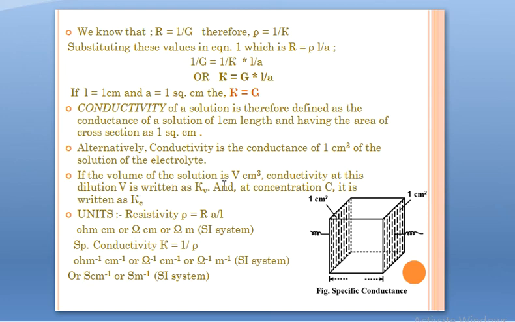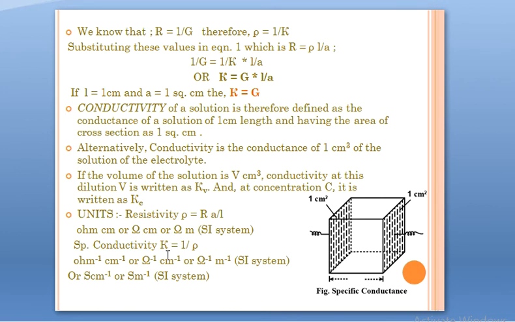Now here we have the definition. Additionally, if the volume of the solution is V cubic centimeter, we write conductivity at dilution V as kappa V, and at concentration C it is written as kappa C. Now units, very simple. We know that kappa is in reciprocal relationship with rho, resistivity. If we know the units of resistivity, rho is equal to R A by L, and this rho comes out to be ohm centimeter, or ohm meter. In SI system we'll use ohm meter.